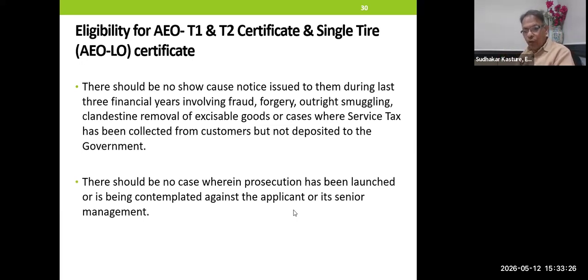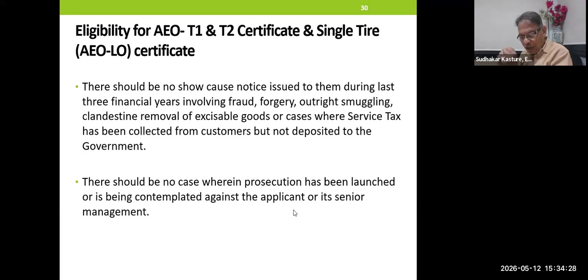As I told you, in 2016, there should be no show cause notice issued to them during the last 3 financial years. Earlier this was just show cause notice. Now it says there should be no show cause notice issued to them during the last 3 financial years involving fraud, forgery, outright smuggling, clandestine removal of excisable goods, or cases where service tax has been collected from customers but not deposited. In other words, fraud, forgery, outright smuggling, clandestine removal of dutiable goods, or cases where GST has been collected from customers but not deposited to the government. Naturally, these are serious kinds of offenses, and nobody will say that you should admit such people under AEO.